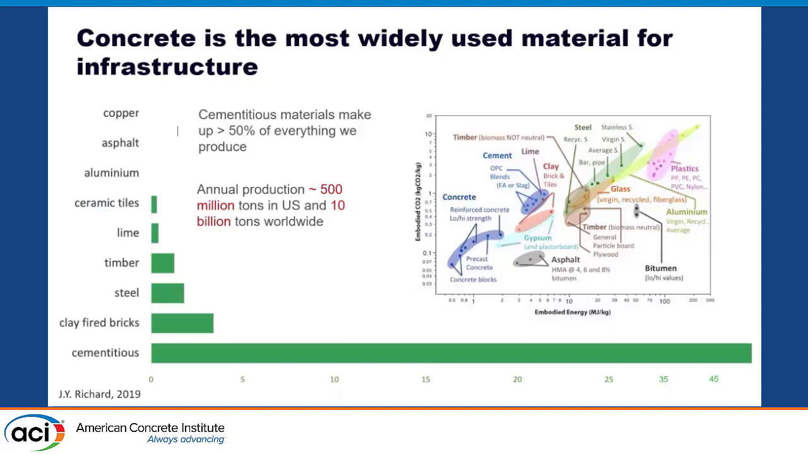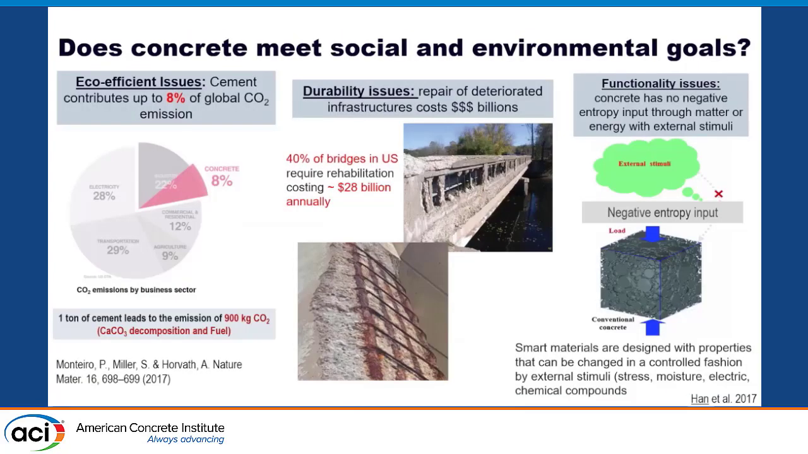In this graph we can see the most common construction materials, and approximately 50% of construction material is fabricated from cementitious material. However, the traditional strength paradigm has shown three main flaws. First, eco-efficiency: the production of concrete contributes up to 8% of CO2 emission worldwide.